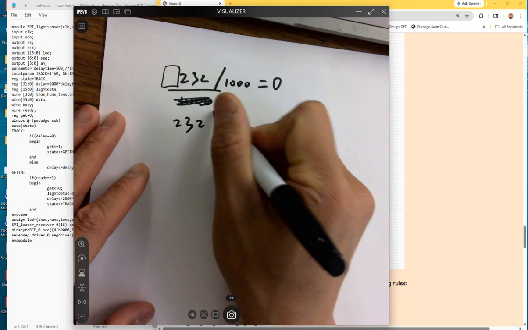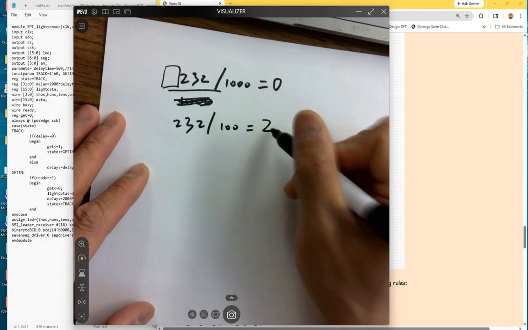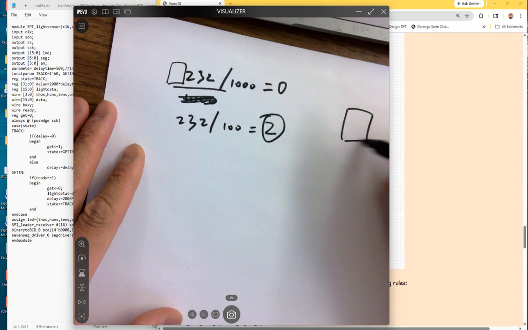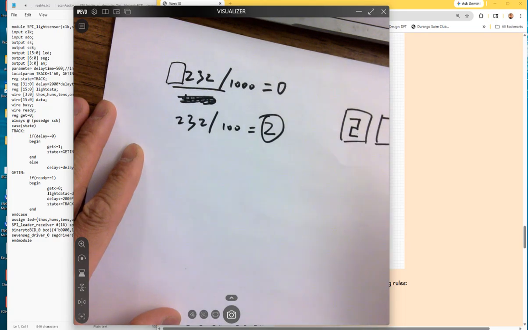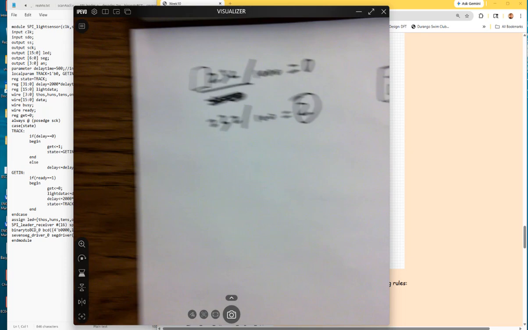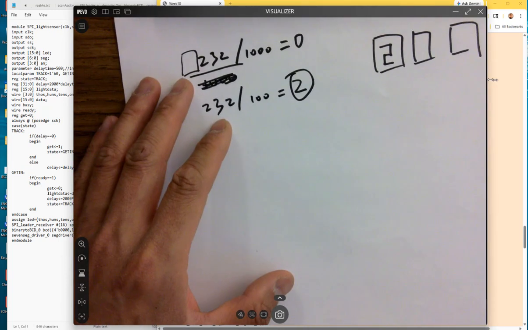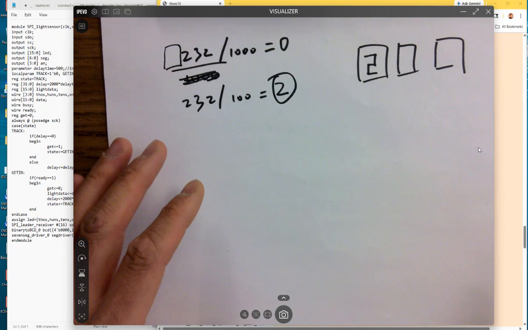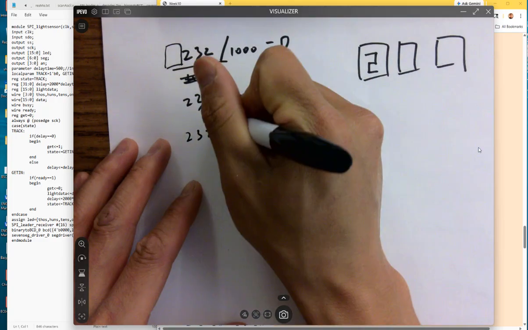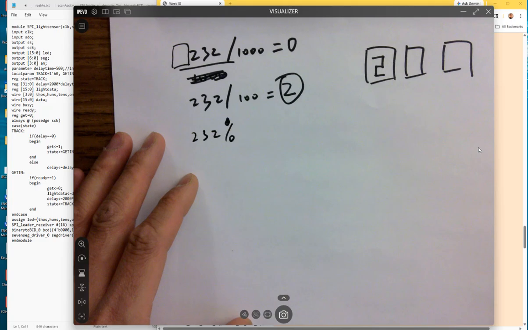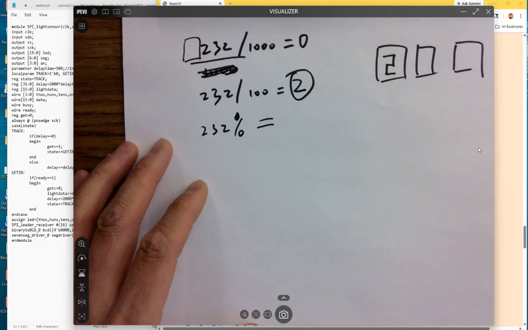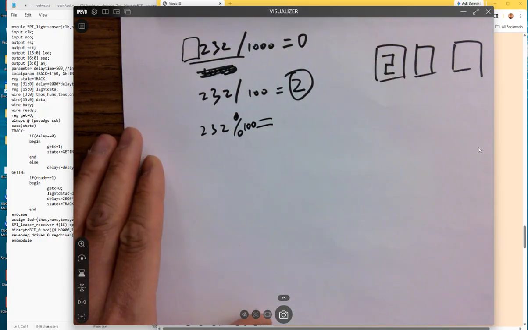And if I do 232 divided by 100, I'm getting 2, right? So 2 is getting separated from the number. So I can throw this one to the 7-segment display. It's going to display a 2 here, right? Then if I do 232 modulus 100, I'm getting a remainder of 32.